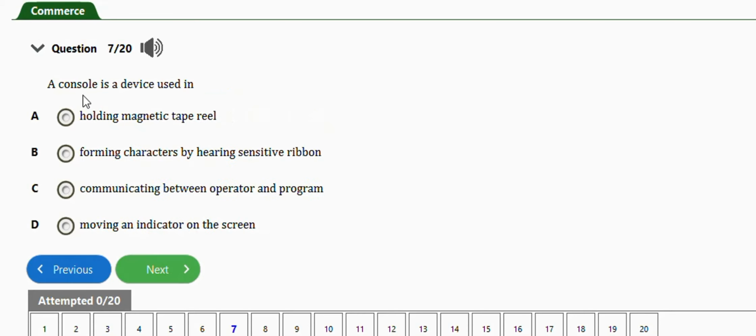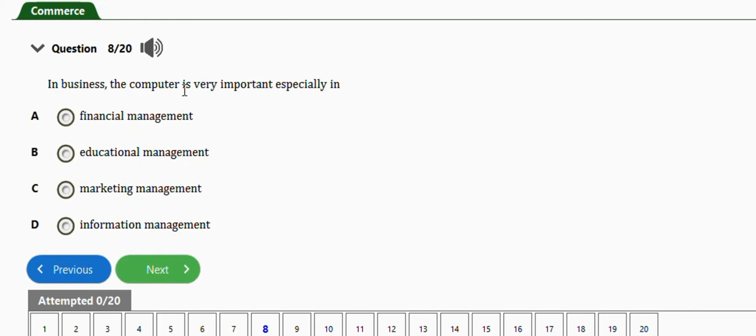Next question. A console is a device used in holding magnetic tape reel, forming characters by heat-sensitive ribbon, communicating between operator and program, moving an indicator on the screen. Right answer is option D, moving an indicator on the screen. Okay, next question. In business, the computer is very important, especially in financial management, education management, marketing management, information management. The right answer is option D, information management.